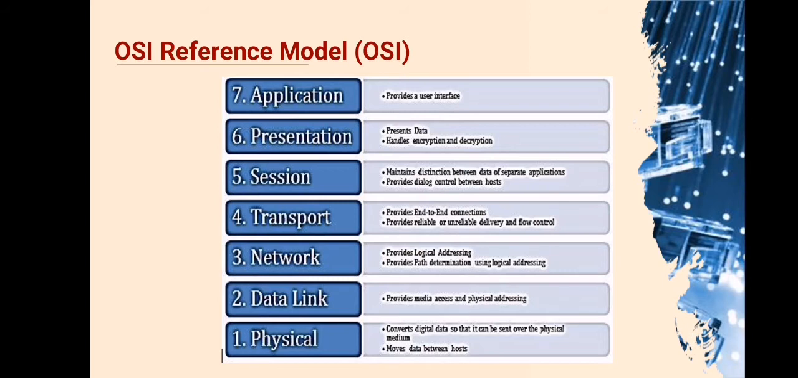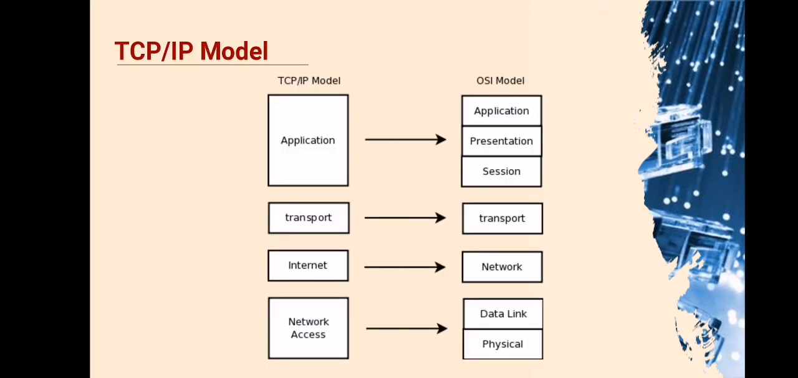Now, let me discuss to you the TCP/IP model. This is the counterpart of the OSI reference model. The TCP/IP model is a condensed version of the OSI reference model consisting of the following four layers. We have the application layer, the transport layer, the internet layer, and the network access.